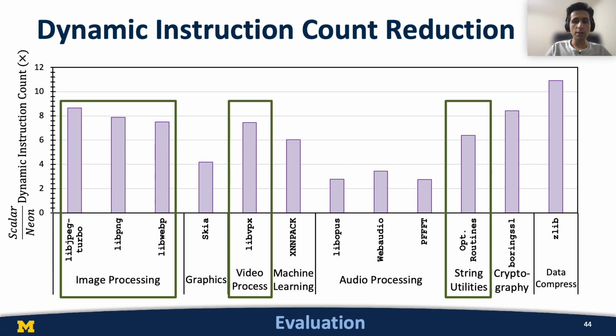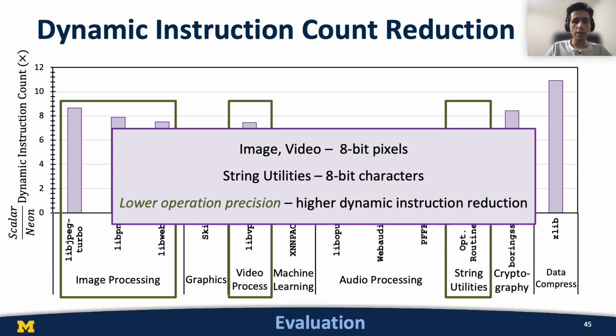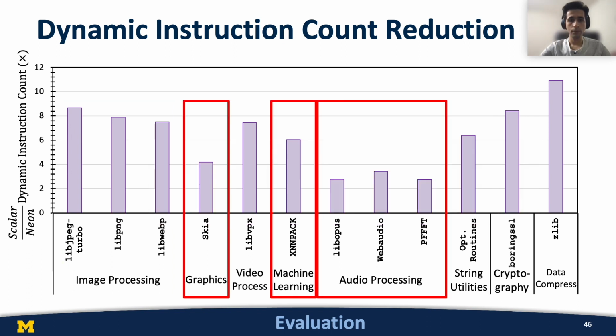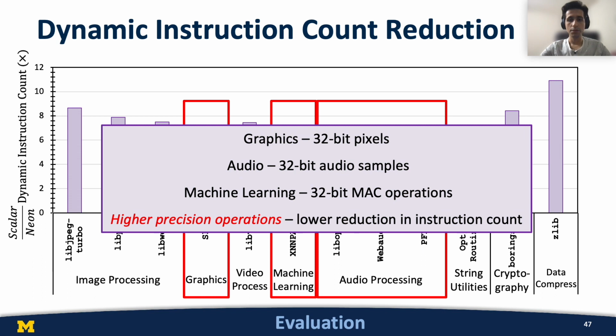Next, image processing, video processing, and string utility libraries significantly reduce the instructions. These libraries process 8-bit data. With a constant width of 128-bit, vector registers efficiently encode many low-precision data elements that highly reduce the number of instructions. On the other hand, vector processing cannot efficiently reduce the instructions in 3 application domains. Despite the previous libraries, graphics, machine learning, and audio processing libraries operate on high-precision 32-bit data elements, which reduces the number of operations encoded by a vector instruction.